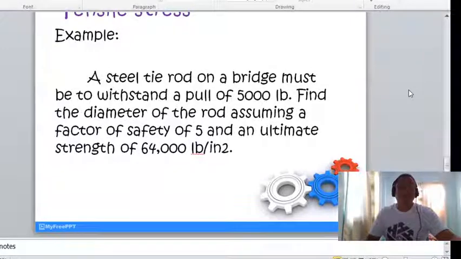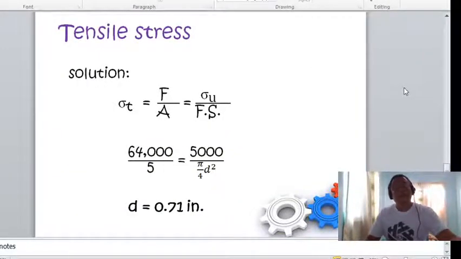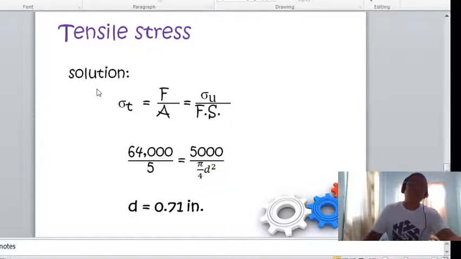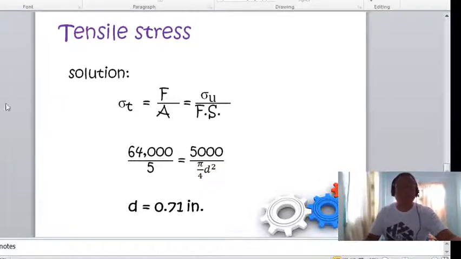Solving now, the tensile stress sigma t equals F over A is equals to the ultimate strength of the material divided by the factor of safety. Substituting the values, the ultimate strength of 64,000 divided by the factor of safety of 5 is equals to 500 over pi over 4 multiplied by the square of the diameter. Therefore, the value of D is equals to 0.71 inch.